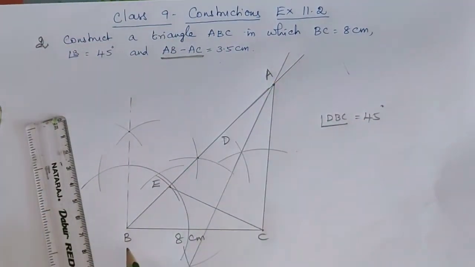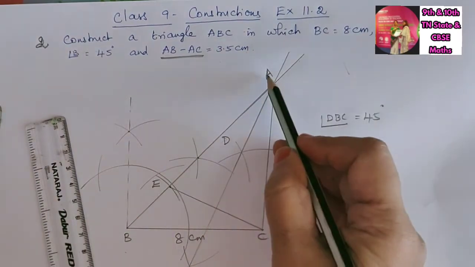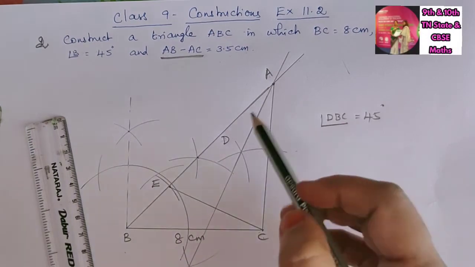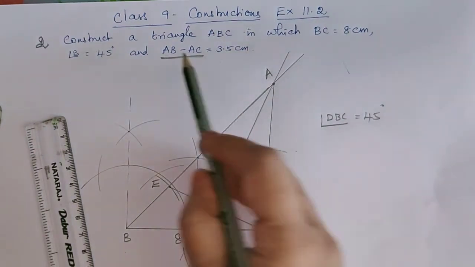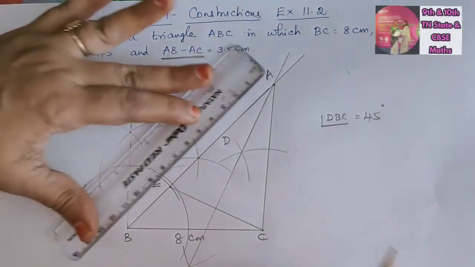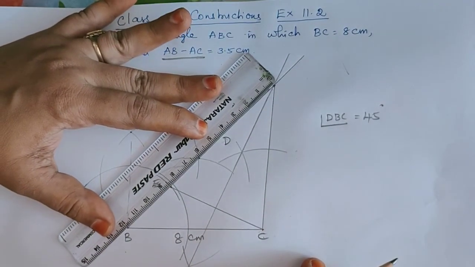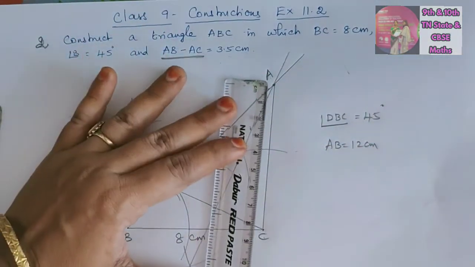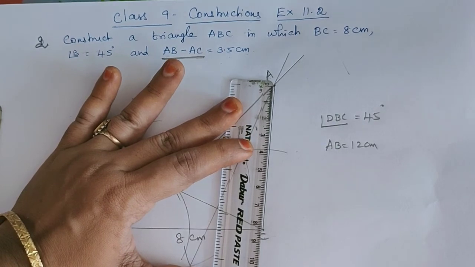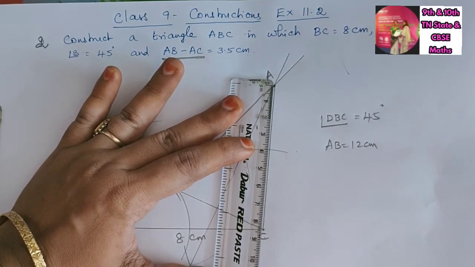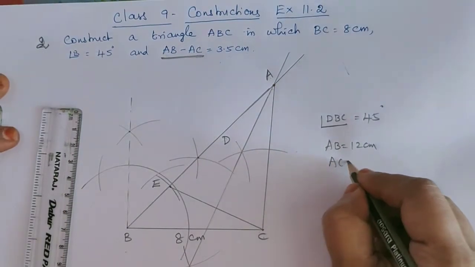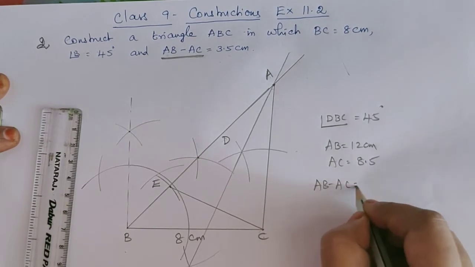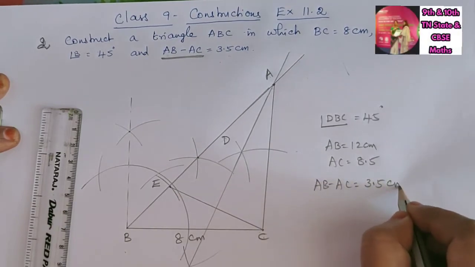So this is the triangle with the required measurements, triangle ABC. Now if we find the measure of AB and AC and subtract it, it has to be 3.5 centimeter. So AB is 12 centimeter and AC is 8.5 centimeter. So AB minus AC is equal to 3.5 centimeter.